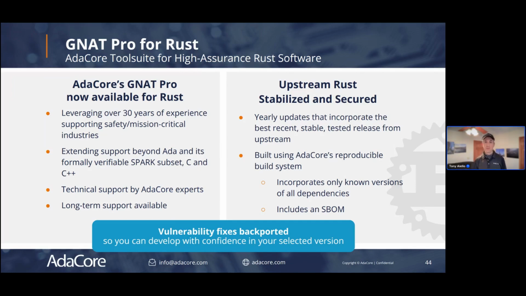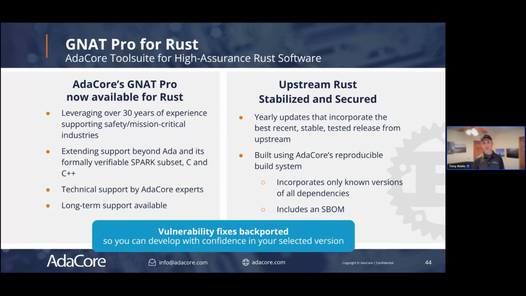We build this release for you using AdaCore's reproducible build system. We build using only known versions of all dependencies, and we deliver this to you with an SBOM, with a warranty, and with the same service level agreement that you have available for any of our other tools. Additionally, we will backport fixes to critical vulnerabilities that occur within this year of support, just as we do for Ada, C, and C++.